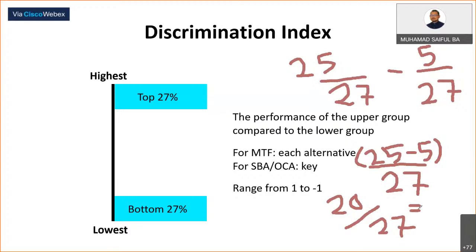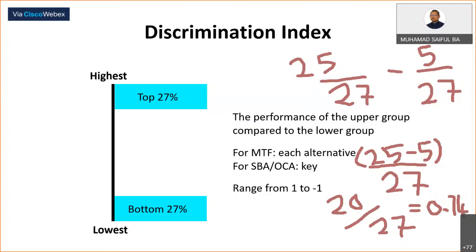Can anyone help me calculate? 20 divided by 27 is about what? Anyone can help me? 74%. Okay, 0.74. Oh, where is my decimal point? This one. It's difficult. Please buy me a pen.